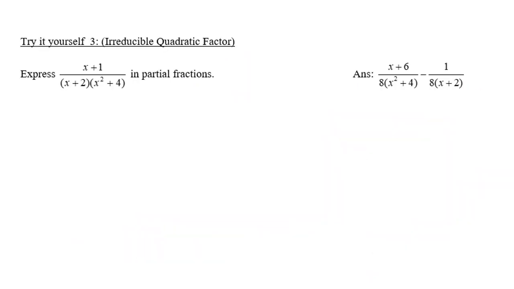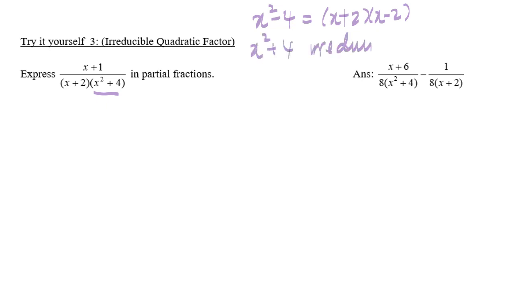Put our knowledge into practice. Now, just a word of caution. If you look at x squared plus 4, please do not mistake it as x squared minus 4. X squared minus 4 can be factorized into x plus 2 and x minus 2. However, x squared plus 4 is irreducible. It's an irreducible quadratic factor.